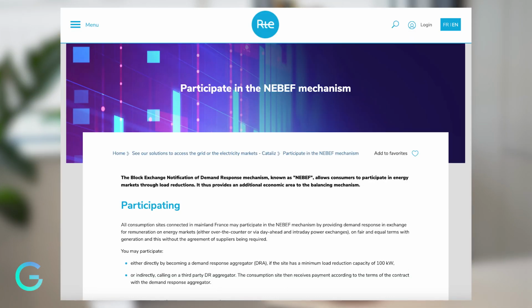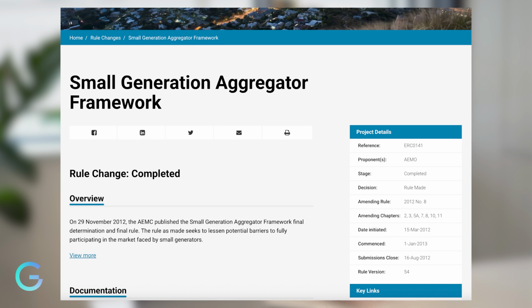Flexibility markets are moving fast. Having flexibility accessible is critical to achieving decarbonisation and net zero targets. It's not only the GB market that is making moves to unlock flex at the distribution scale. We're seeing similar schemes with the NEBEF in France and the Small Generation Aggregator Framework in Australia.